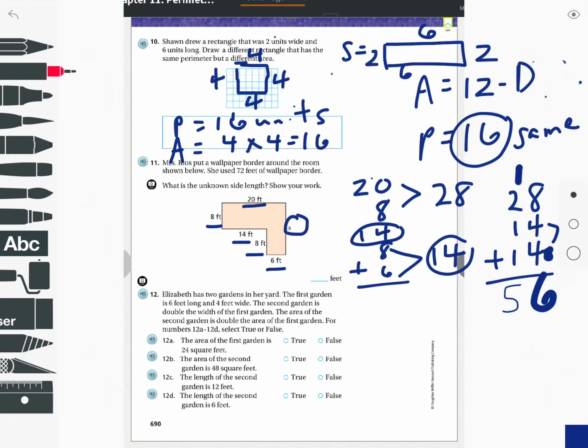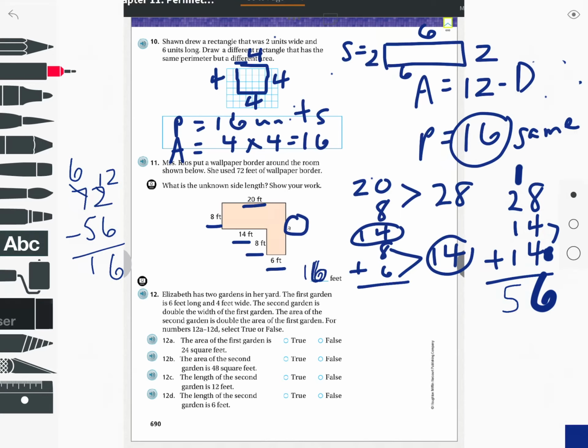That's just the first part. If I do 72 minus the 56, can't do 2 take away 6, borrow from the 7. This becomes 12. 12 minus 6 is 6. 6 minus 5 is 1. So that means that my A, side A, is 16 feet. Okay, the next one.